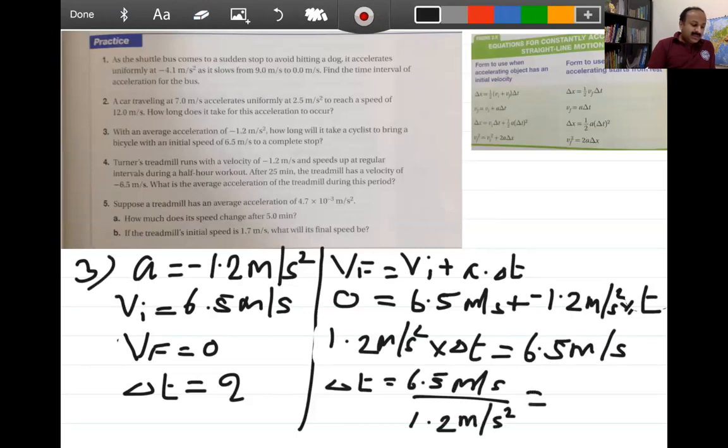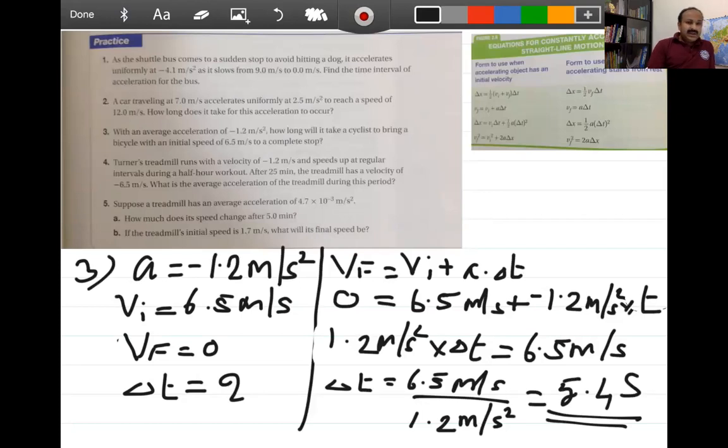So that's going to be 6.5 divided by 1.2, that is 5.416. So you can round to 5.4. And the unit, you can see meter and meter will get cancelled. Second divided by second square, so this is going to be seconds. This second square will cancel out. Okay, second square divided by second, so this is going to be 5.4 seconds. So that's the answer for number 3.